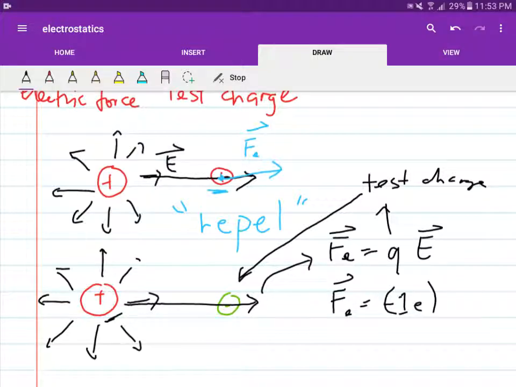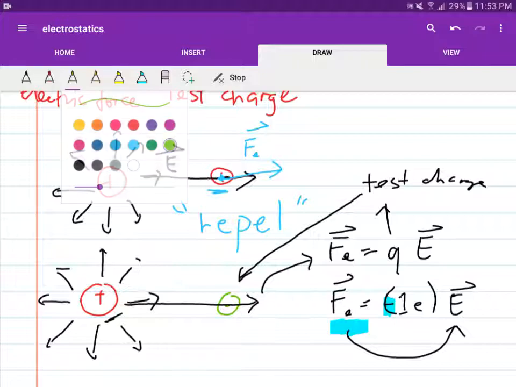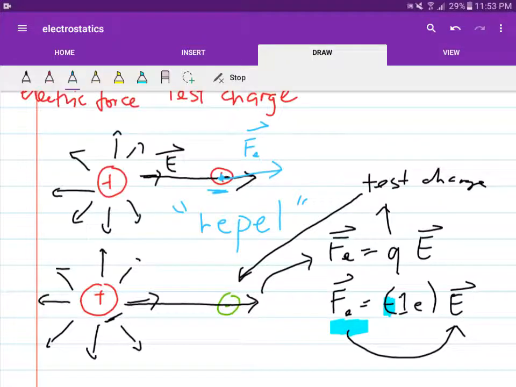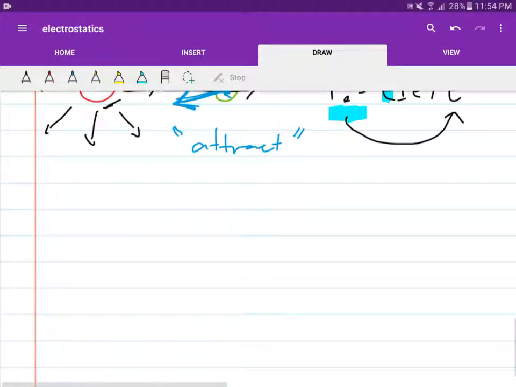So since the test charge now is minus 1e times E, the force follows the direction of the E, but since there is a negative sign here, it will be on the opposite direction. Thus, this minus charge will experience a force in this direction. So that is why unlike charges attract each other. So that is Coulomb's law.